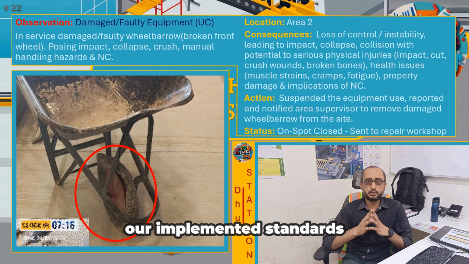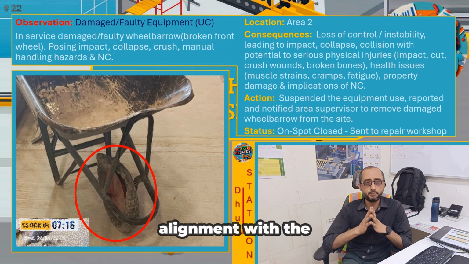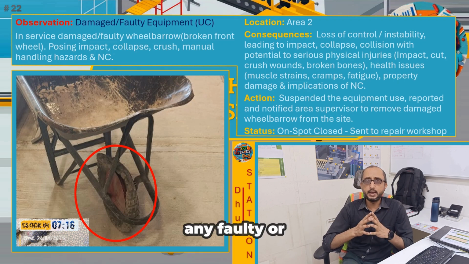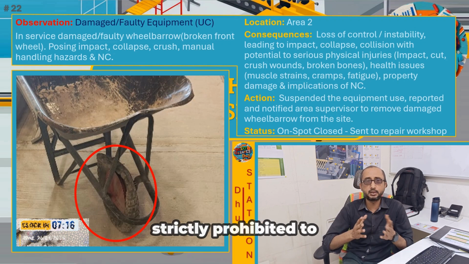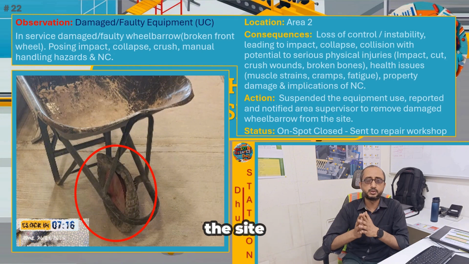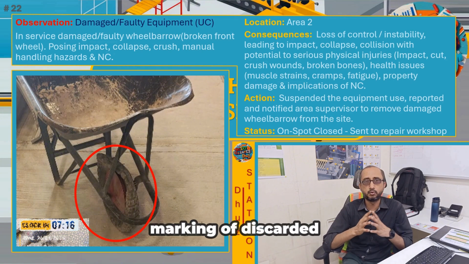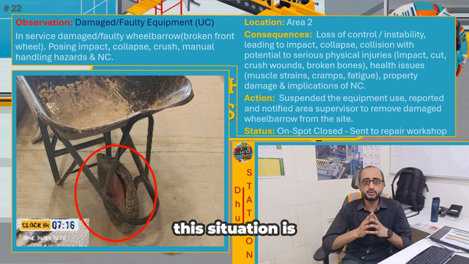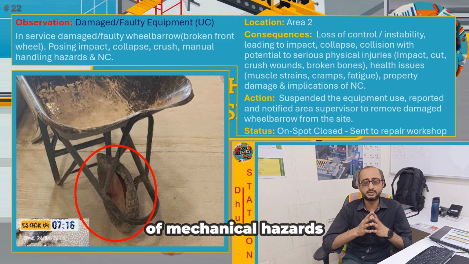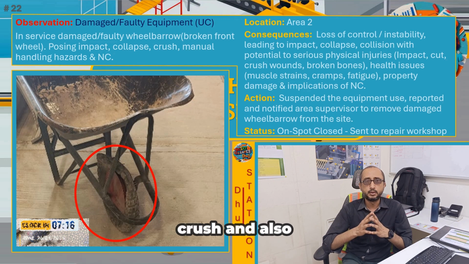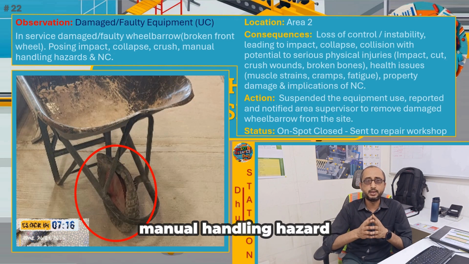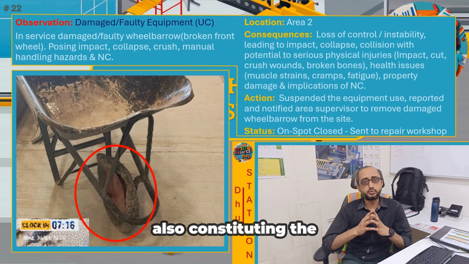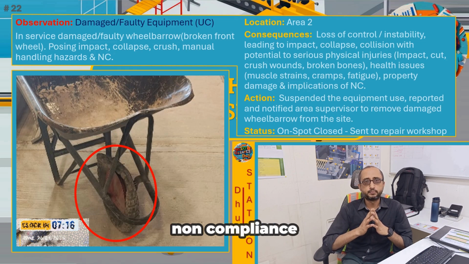Now, as per our implemented standards, which are in alignment with the client's requirement, any faulty or damaged equipment is strictly prohibited on the site without an obvious marking of discarded or not in service. Now, this situation is creating a range of mechanical hazards like impact, crash, and also a collapse hazard and manual handling hazard, also constituting a case of non-compliance.